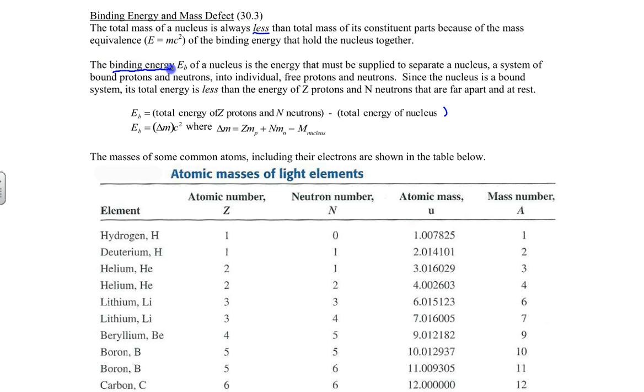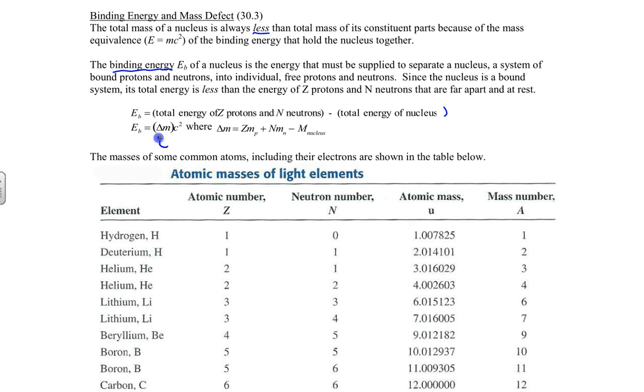So the binding energy is really that energy that you need to supply to a nucleus to disassemble it into its individual protons and neutrons that make up this nucleus. So it's the energy that you need to supply to separate this nucleus into all the little parts. So to calculate the binding energy, we find the energy of all the protons, Z number of protons, and N number of neutrons, and then we subtract the total energy of the nucleus from that energy of all the constituent parts. So you end up basically getting E equals mc squared.